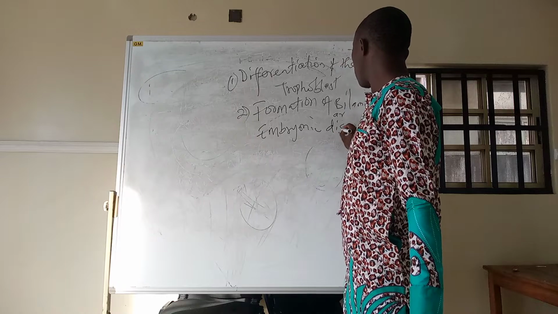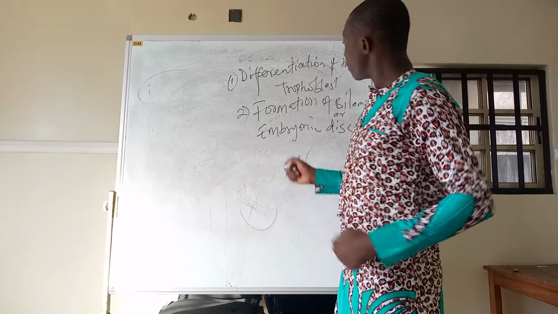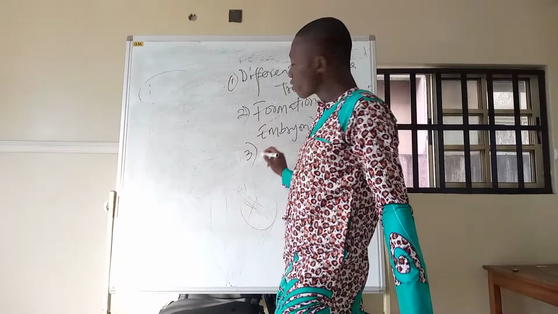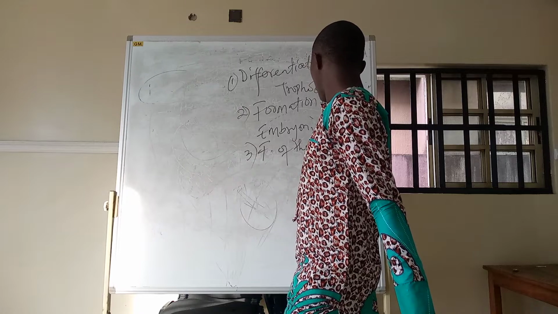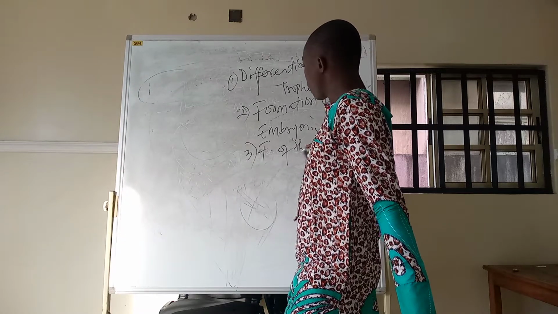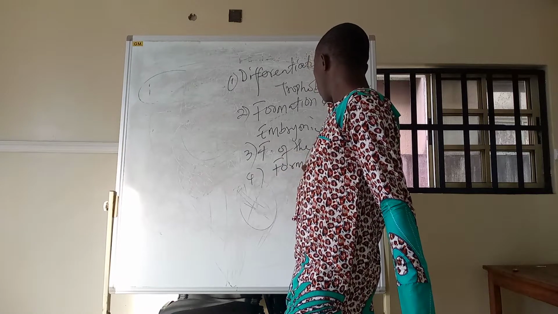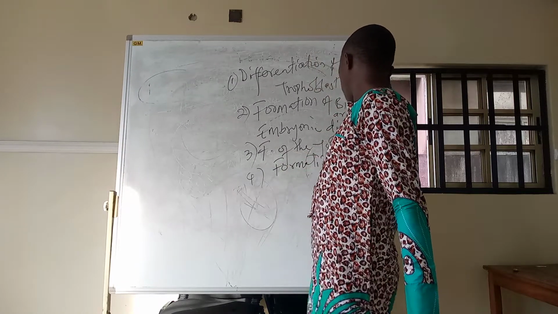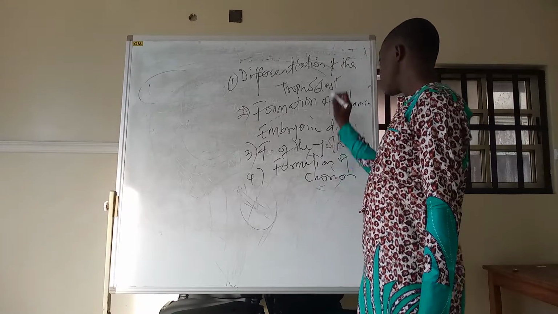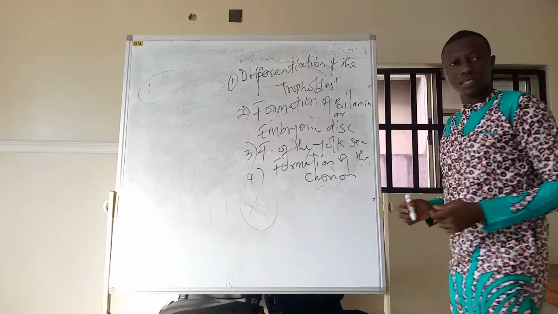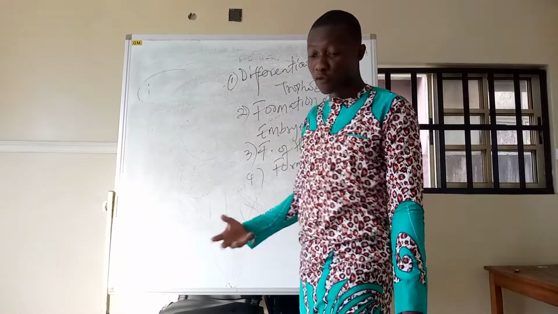Some people call it formation of bilaminar germ disc. Number 3, formation of the yolk sac. Number 4, formation of the chorion. So those are the major events that happen at week 2. We are going to pick them one after the other and start from differentiation of the trophoblast.